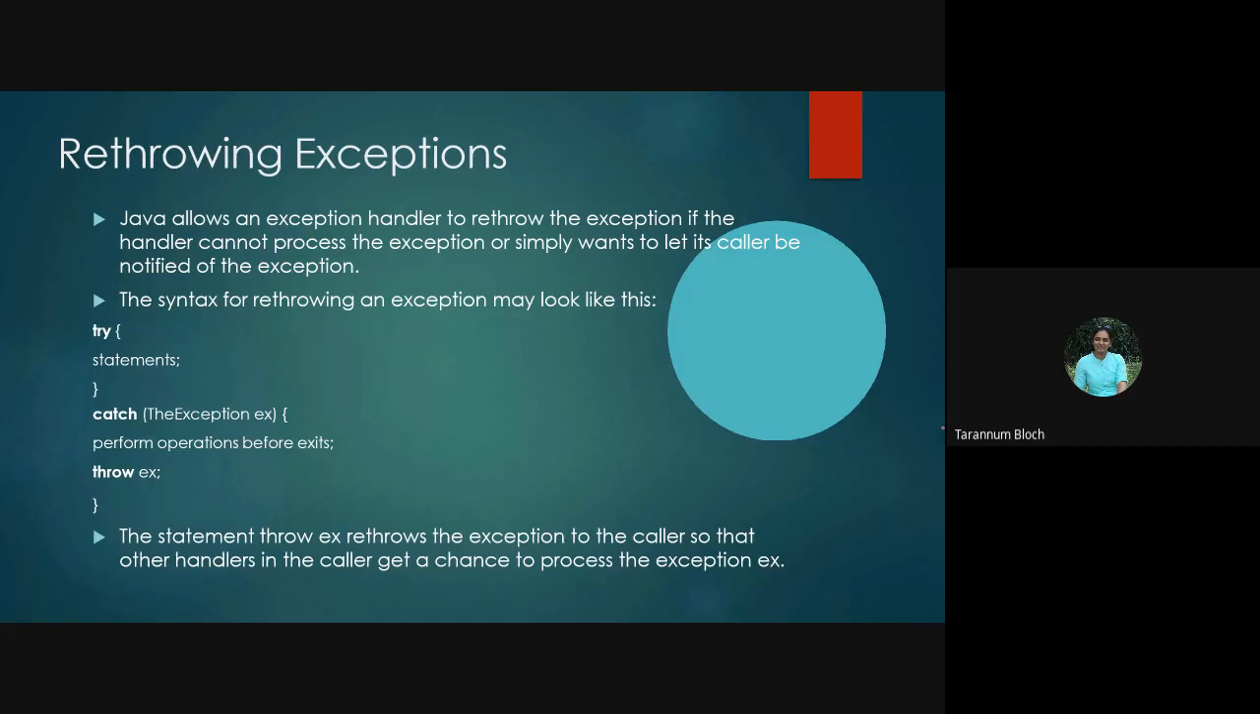Suppose you have a try and catch block, right? This is the syntax. Up till now, what we did was, we had a try block, we had a statement, an exception occurred, we went to the catch and we printed the message.